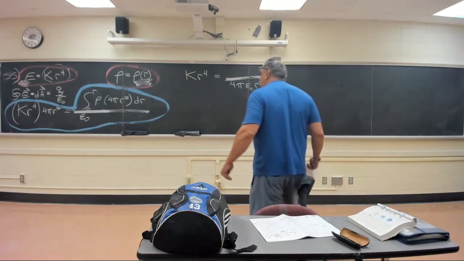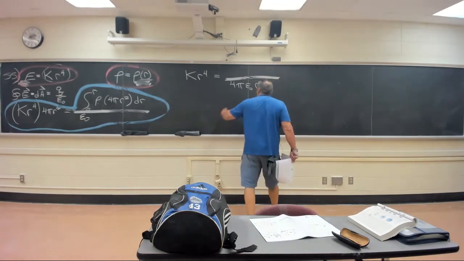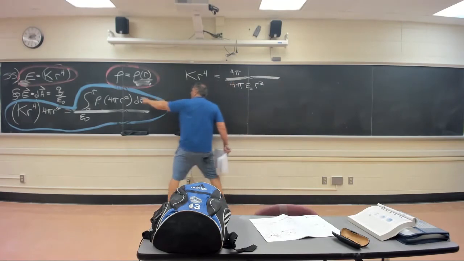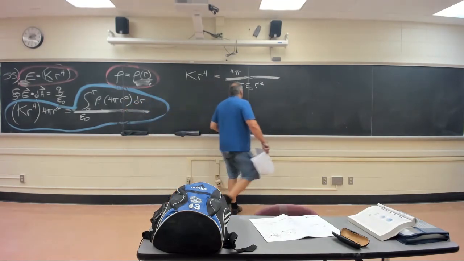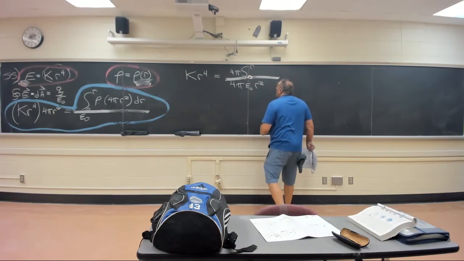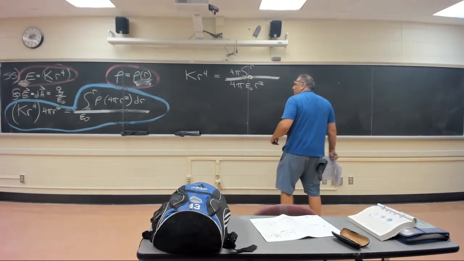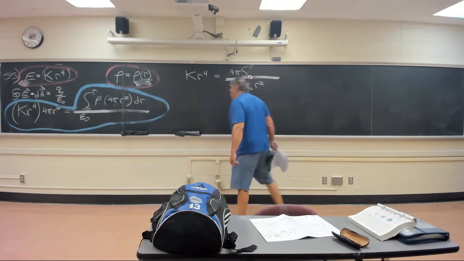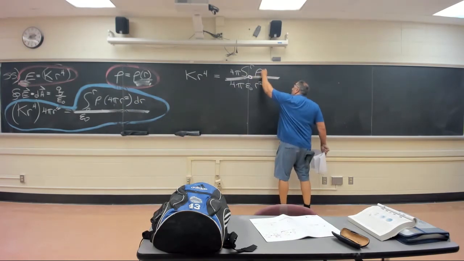There's a lot that can happen here. You're going to pull a 4 pi out of this integral. You cannot, that's a 0, that's an r. You could pull a 4 pi out of here, but you can't pull the rho or the r squared out of there.